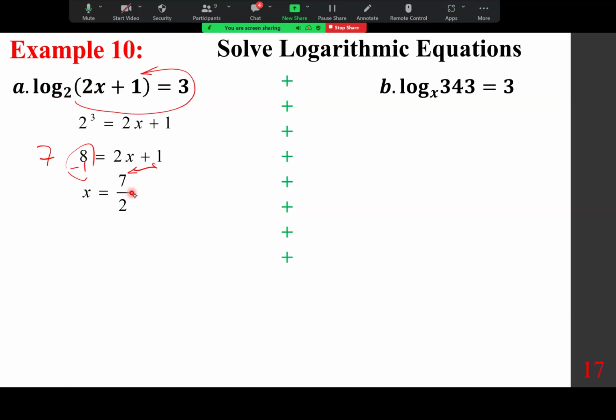You can check by putting this back into the original equation, meaning log base 2 of 2 times 7 halves plus 1. We have to check. 2 times 7 halves is 7. 7 and 1 is 8. Log 8 base 2 is 3. And we are done.